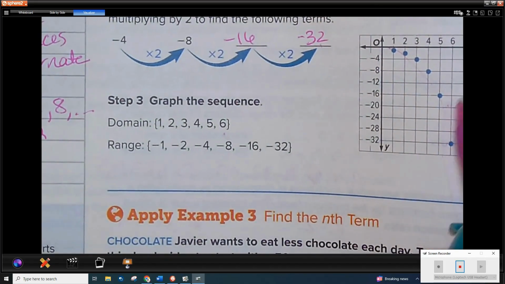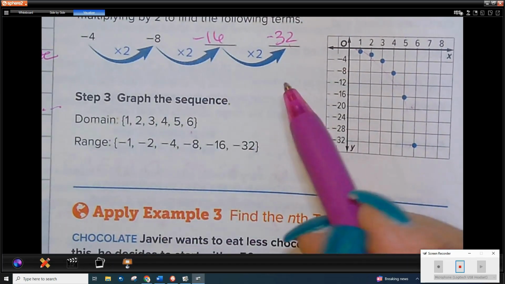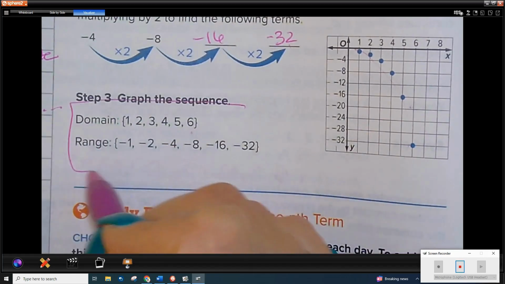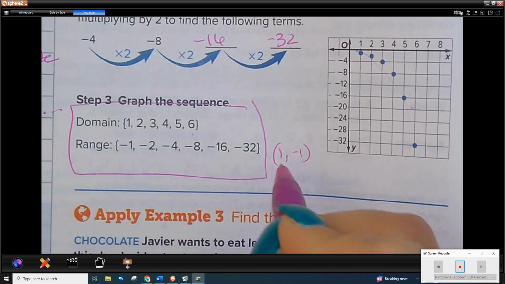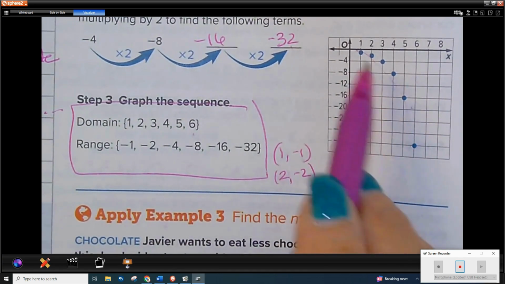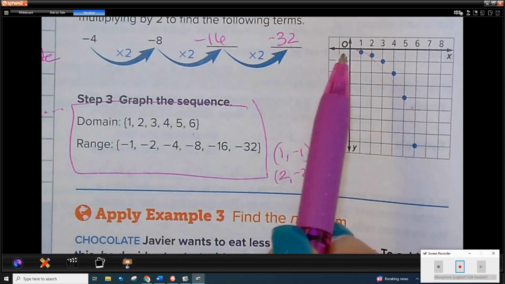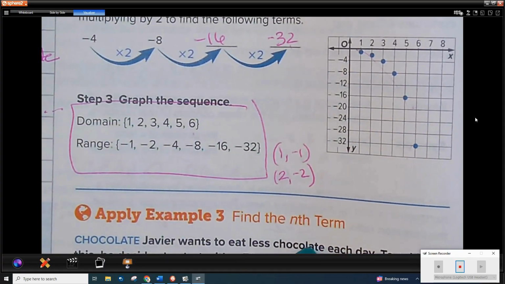Notice they are not connected. I drew on that to show the shape, but I shouldn't have drawn on it at all. These are the only points. 1, -1. 2, -2. Nothing in between. They are not connected. So your domain and your range are not connected. Those are the points. Okay.